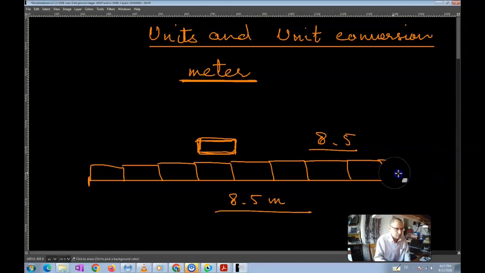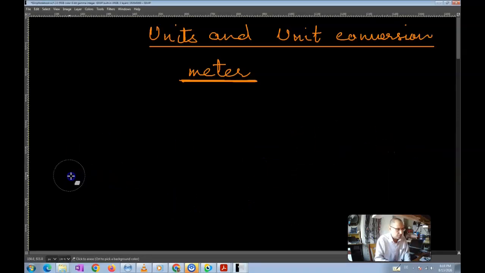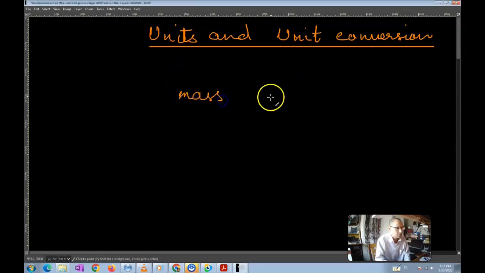Or, for example, in order to measure the mass of something, you say one kilogram of potatoes, or 1 kilogram of tomatoes, 1 kilogram of rice. These are different ways to measure the mass of different objects, or different vegetables.